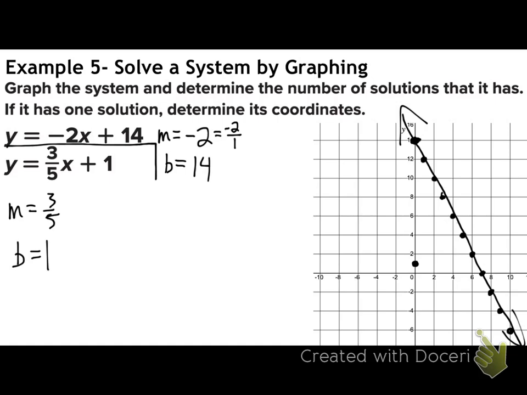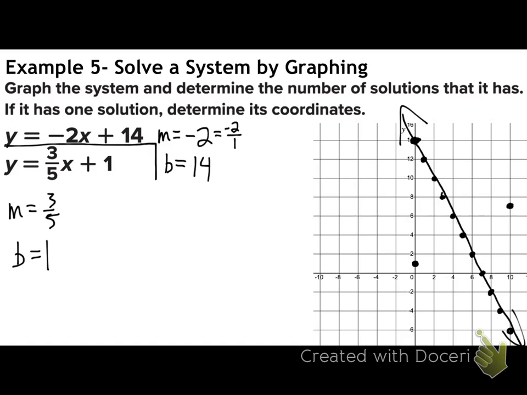Positive 3 over positive 5. Which two directions, how many units am I going? Up 3, right 5. 1, 2, 3. 1, 2, 3, 4, 5. So this is my next point. Everyone okay with that? So it'll be right here.